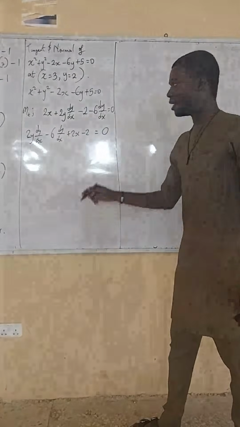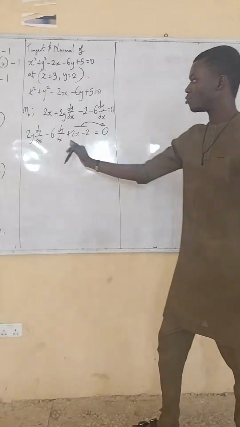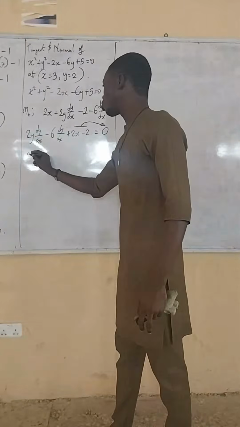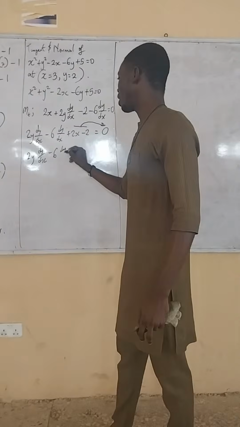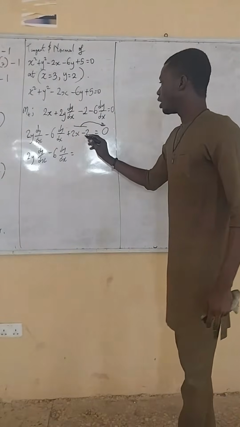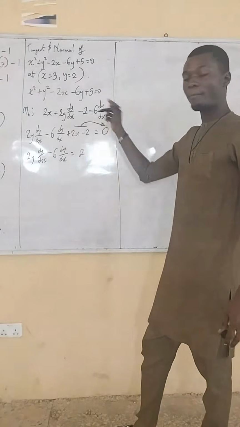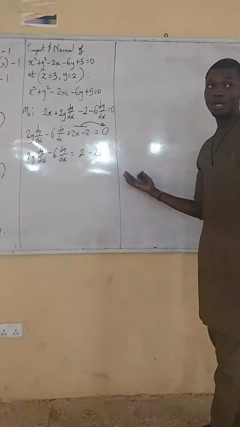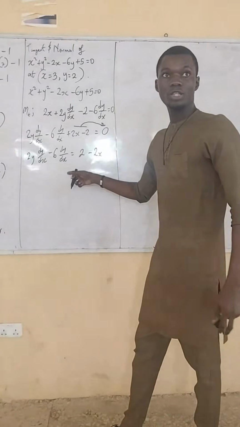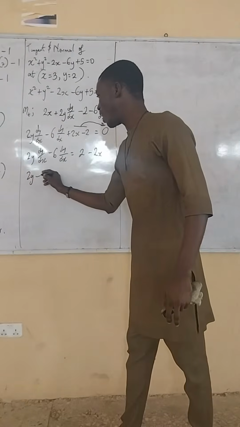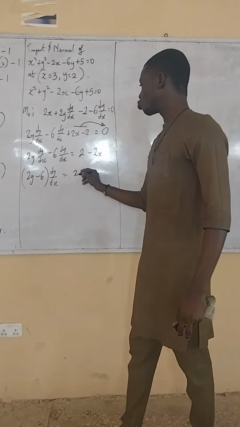Now, the ones without dy/dx, these two, we take to this side, so that we'll be left with this one here. Let me take it step by step. 2y dy/dx minus 6 dy/dx equals. Now, minus 2 will come to that side, become positive 2. Then plus 2x will become minus 2x. That's what we are going to have when you collect the like terms. Then dy/dx is common between these two. So that means you have 2y minus 6 in the bracket, times dy/dx, equals 2 minus 2x.